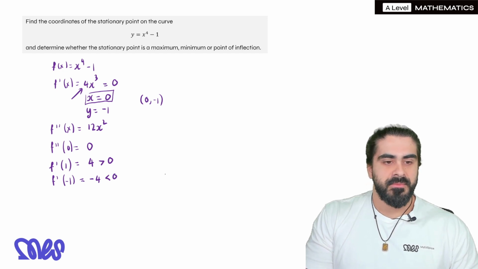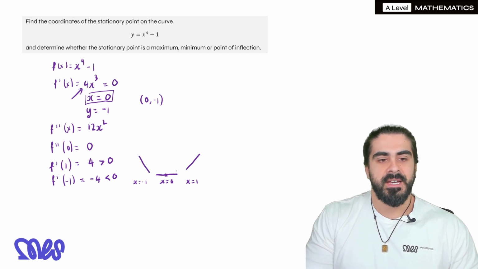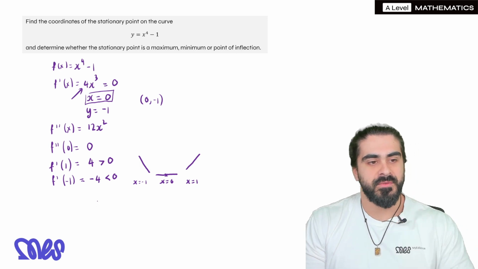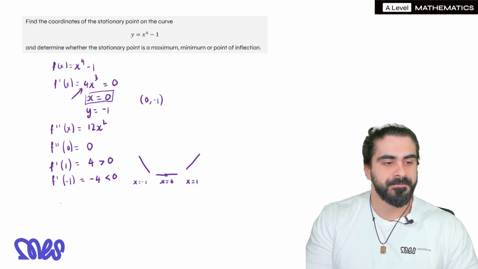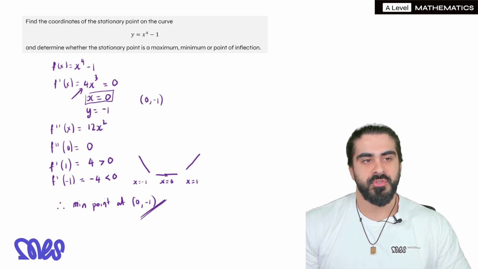So how does it look? At x is 0, we have a 0 gradient. At x is 1, we have a positive gradient. And at x is minus 1, we have a negative gradient. So we clearly have a minimum point here. So you can see, not always when the second derivative is 0 do you have an inflection point. So therefore, we have a minimum point at 0, minus 1, and that's our solution.